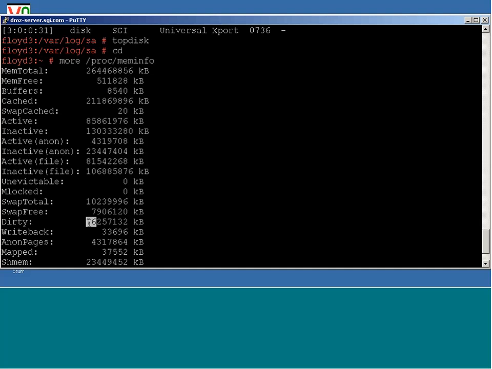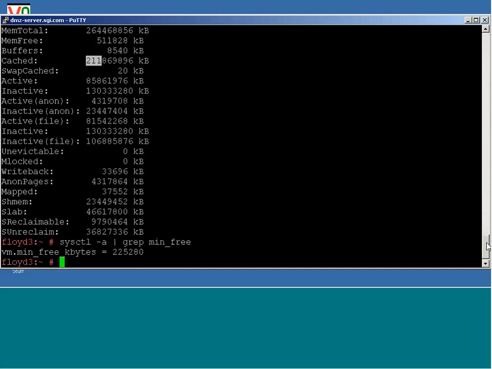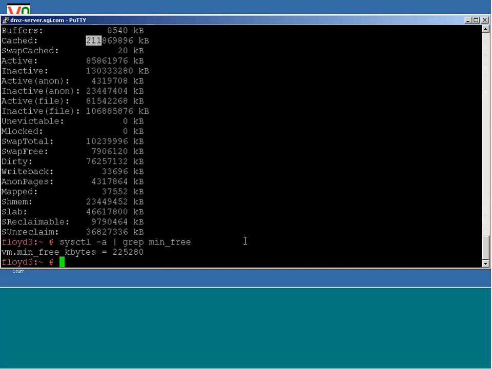Okay? And I see another thing in here now. 23 gig is shmem. Okay? Of that cache field, 76 was dirty, 23 was shmem, so that's about 100 gig, but I still have 111 gig that's in cache that I don't know what it is. And I also want to check the slab here. And my slab is at 46 gig. I don't like a kernel or a slab that big.